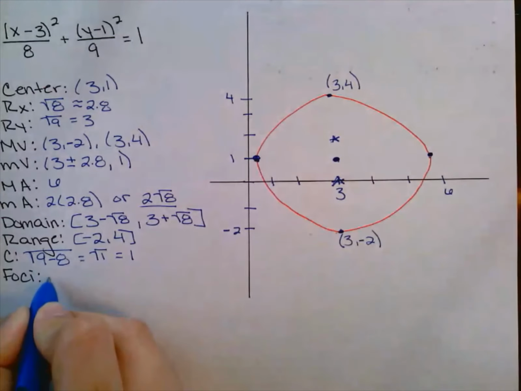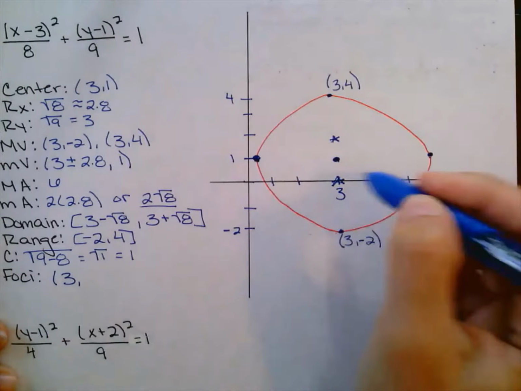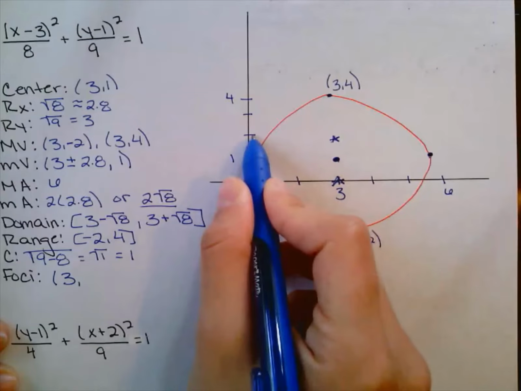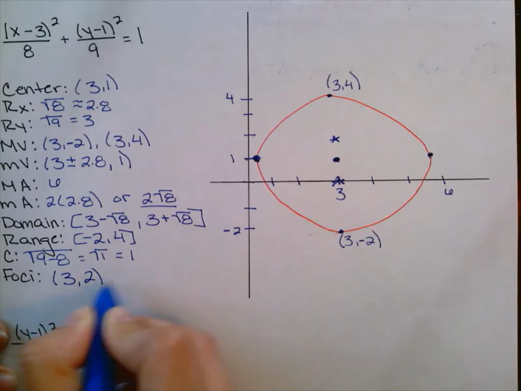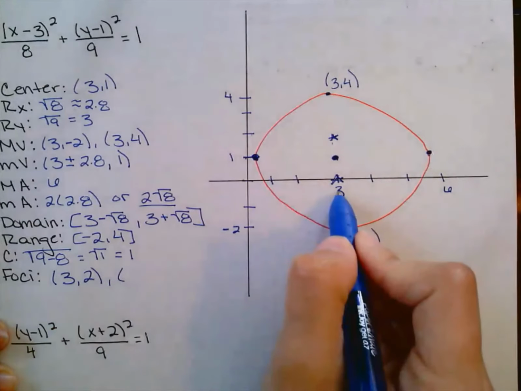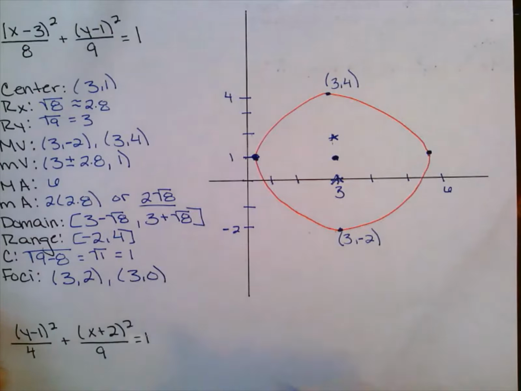So my center's x value stayed as 3, but then the y went up 1, right? So if I was at 1 and I went up 1, it's now at 2. And there's always two foci. So the second one is 3, and I went down to 0. And you are done with this question.